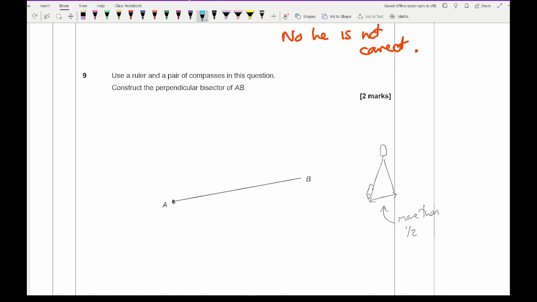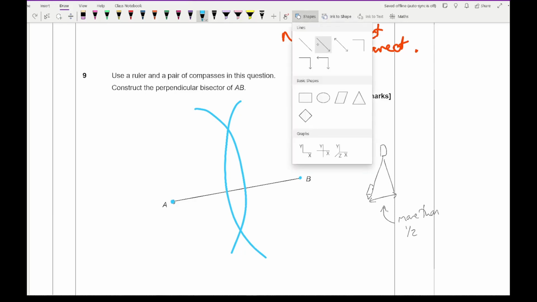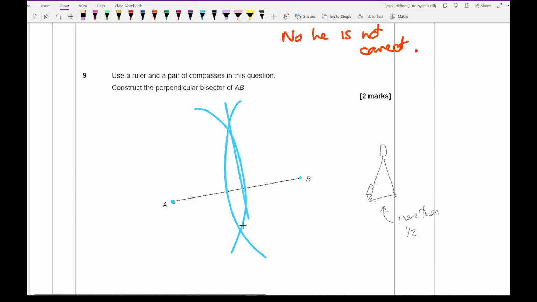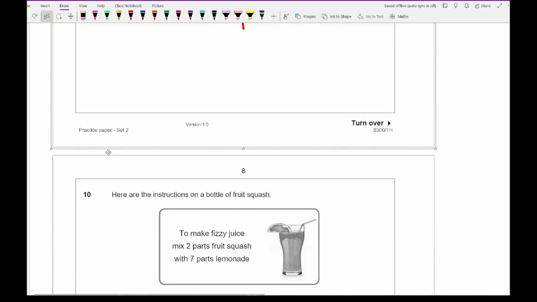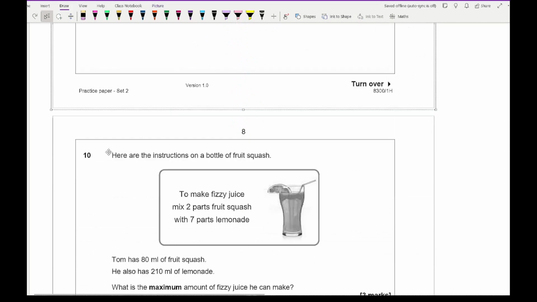I'll just use a different pen. So put your pin there and draw an arc like so. Then, without adjusting the compass, put your pin on B and draw another arc. And what you should find is something that looks like this. And then with your ruler draw a line through those two intersection points of your arc. So it should look something like that, but yours will definitely be a lot more accurate than that. And definitely do not rub out your construction lines.